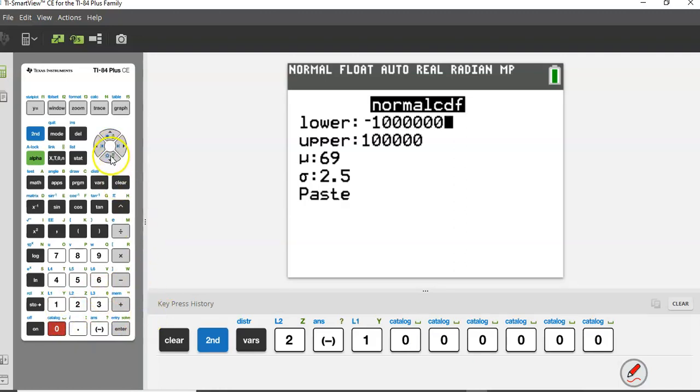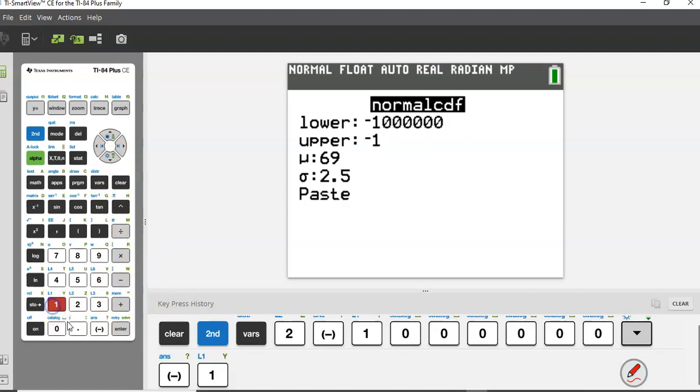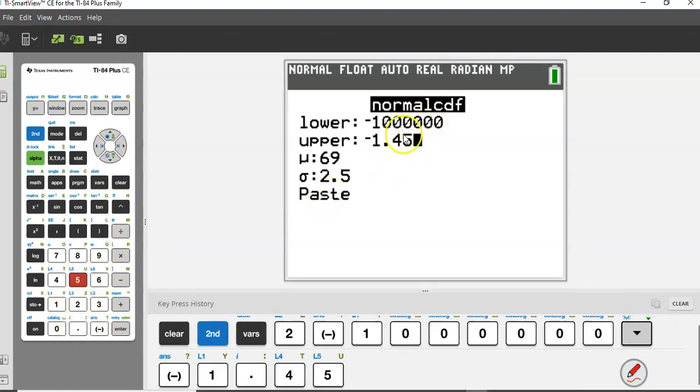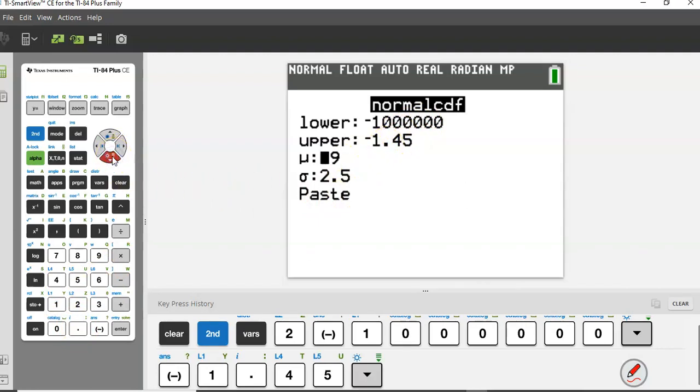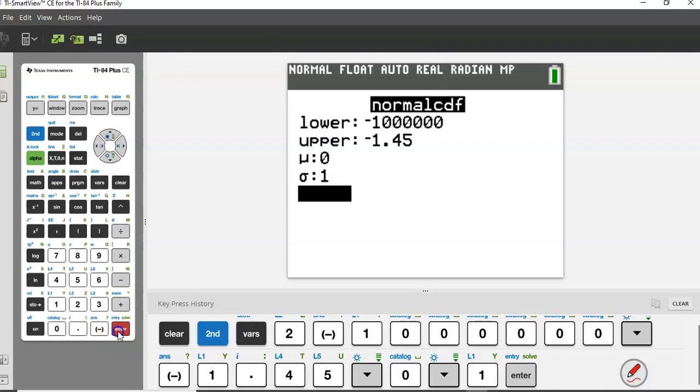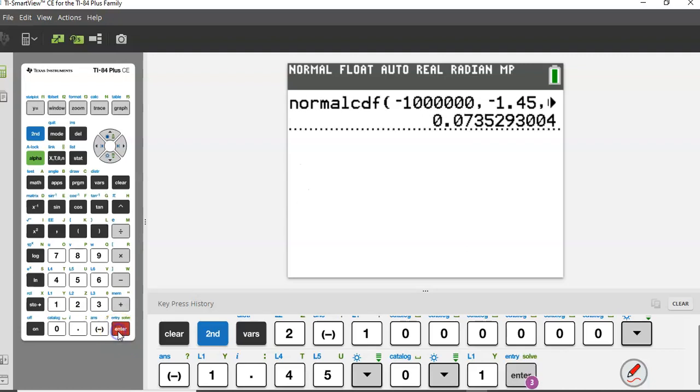And then we're going to put in our upper bound, which we said was negative 1.45. Now remember, when you're using z-scores for this, you're always going to do this to 2 decimal places. And then when we find our mu, it is always going to be 0, and our standard deviation is always going to be 1. So we're going to click enter here and click enter again.